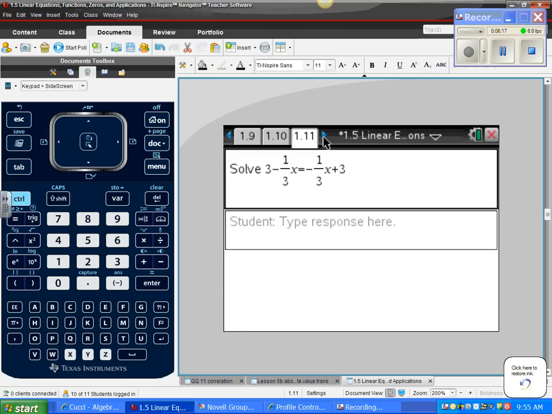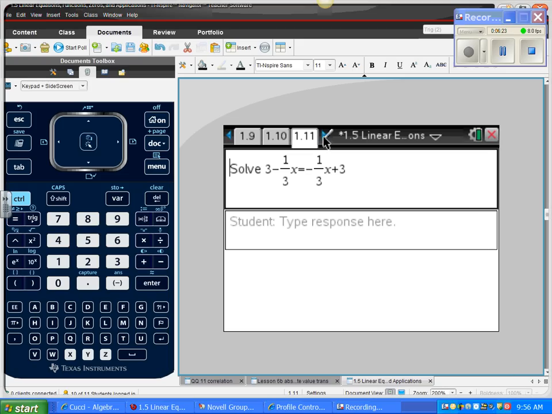All right, again, we've got the same situation here. I've got -1/3 x, -1/3 x. If you have the same value on each side of the equal sign, they cancel each other out. All right, so again, no solution. So you're always watching for that. If you don't have a variable to solve for, you can't solve.